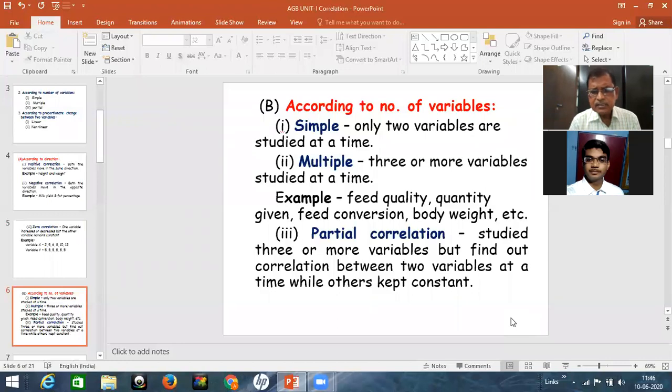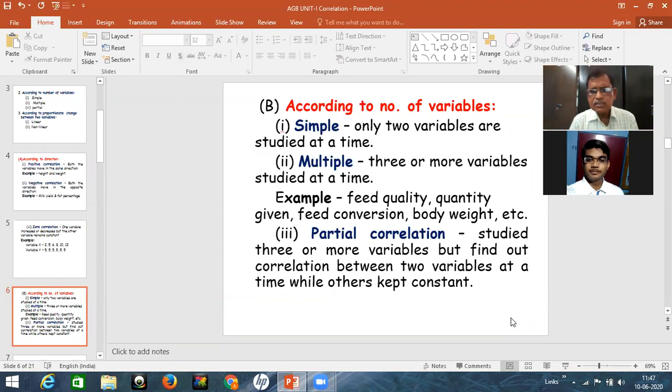As for example, in case of simple correlation, that is height and weight, milk production and the fat percentage. Or in case of multiple correlation, say for example, feed quality, quantity of feed given, feed conversion ratio, body weight. These are three or more variables correlated together. So this type of correlation is said to be the multiple correlation.